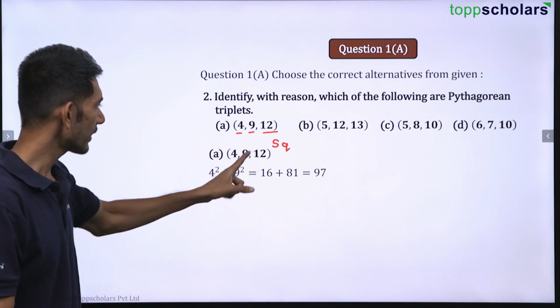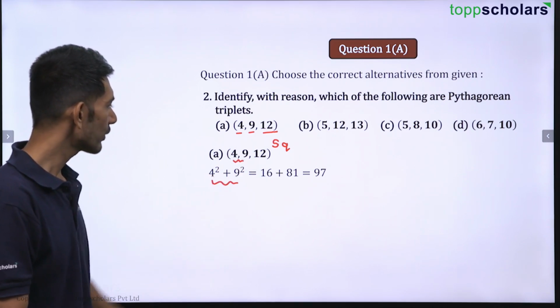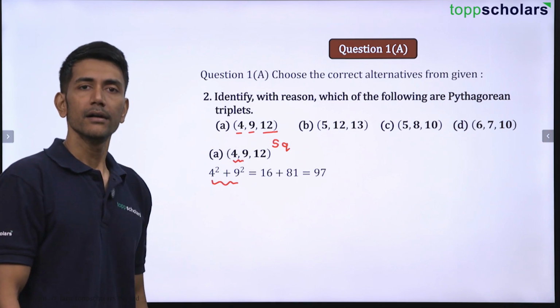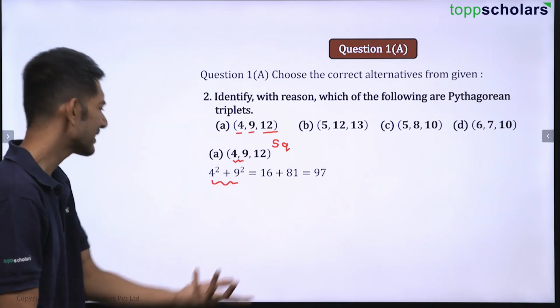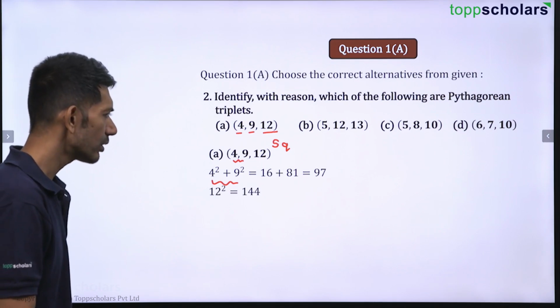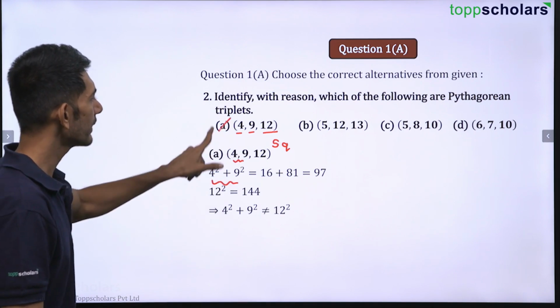So first is 4, 9, 12. As I said, 4 and 9, the 2 smaller numbers: 4 square plus 9 square. That gives you 16 plus 81, that is 97. Then do 12 square, the biggest number you can say. So 12 square is 144. Both of them are not equal. That means this is not a Pythagorean triplet.